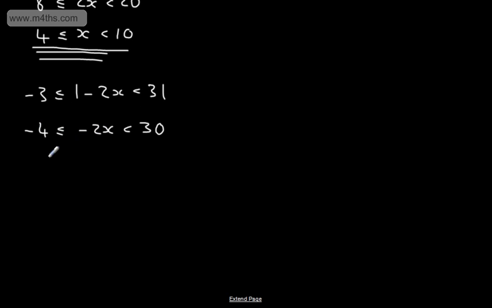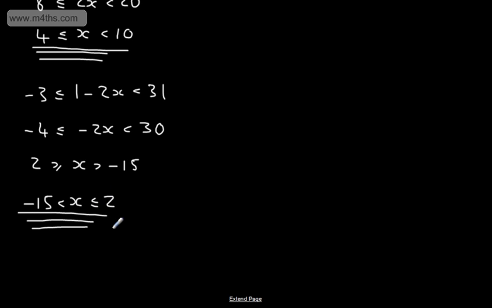So if I divide negative 4 by negative 2, I'm going to have positive 2. Then the inequality sign changes. I'm just going to have x. If I divide now 30 by negative 2, I'm going to get negative 15, and we're going to have the sign change round to negative 15. If you really wanted to, you could rewrite this as negative 15 is strictly less than x, which in turn is less than or equal to 2. That might be a nice way of seeing it.